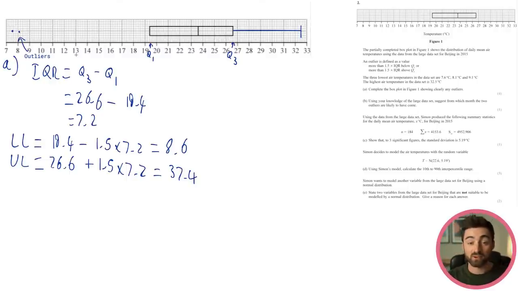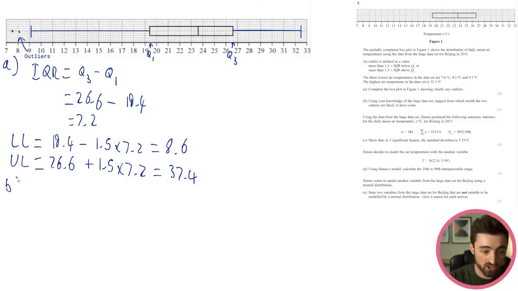Now my whisker is going to be at my lowest value which isn't an outlier. So 9.1 is nicely in this range here. So that's going to be where my whisker is. 9.1 is about here. Do your line for your whisker and then bring it all the way to the box. Cool. That should be part A.